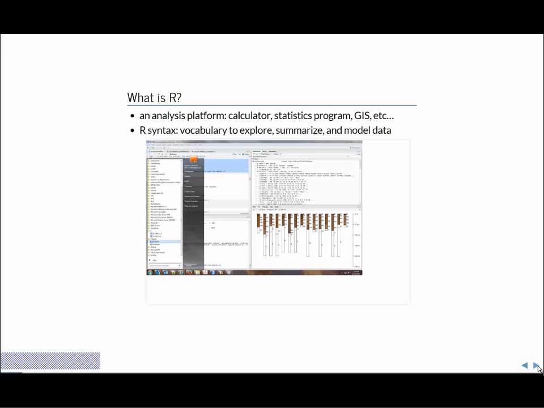So, it's a calculator. If you open it up and type in the R console, you can do 1 plus 2. It's also got a surprising number of GIS functions in it. It's almost a GIS all by itself these days with a lot of the extra packages or extensions that you can load in it.